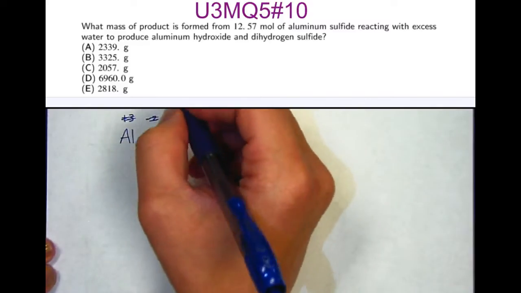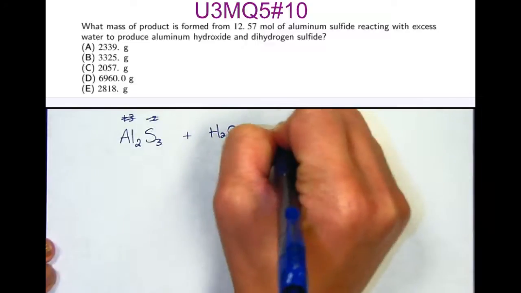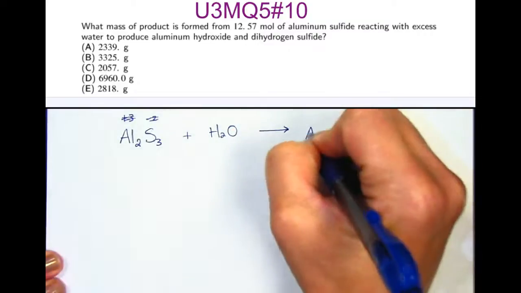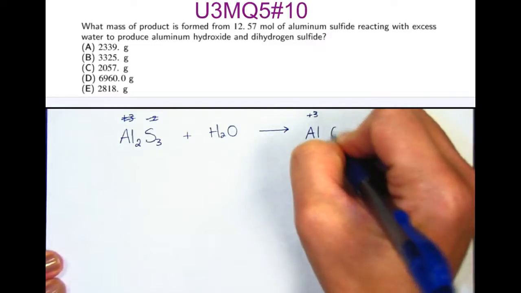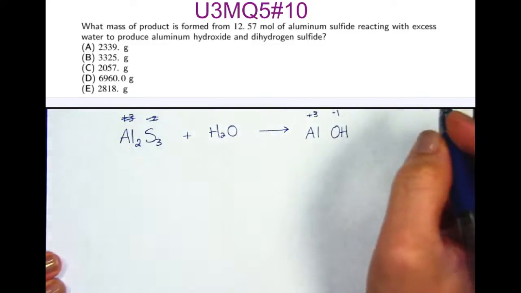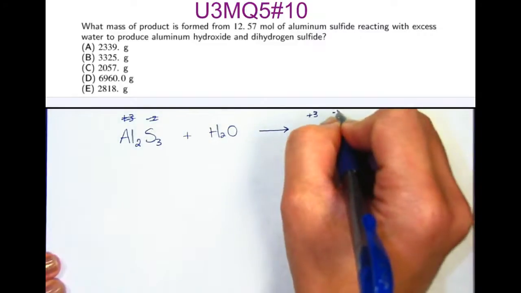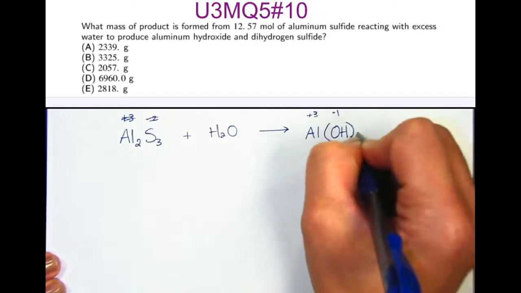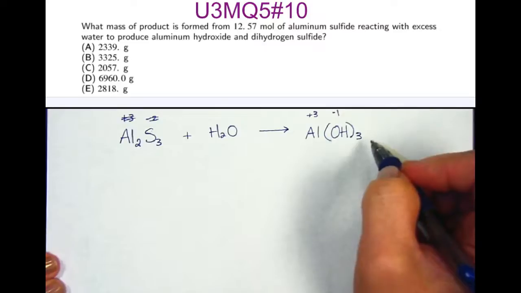It's reacting with excess water to produce, which means draw my yield sign, aluminum hydroxide. Aluminum, again, is +3. Hydroxide is a polyatomic ion made up of oxygen and hydrogen, which has an overall -1 charge. When I flip-flop or crisscross them, this gives me 1 aluminum to 3 hydroxides. And so I'll place hydroxide in parentheses since it's a polyatomic ion.